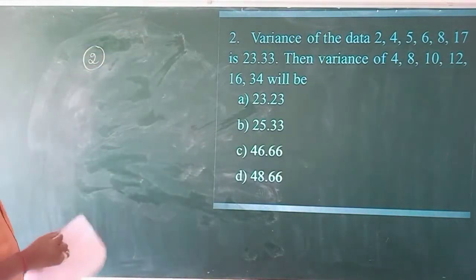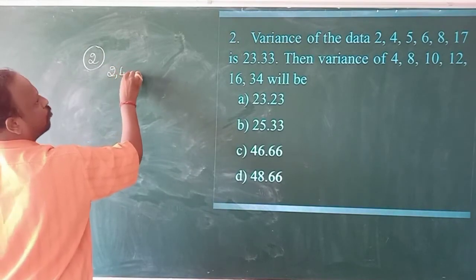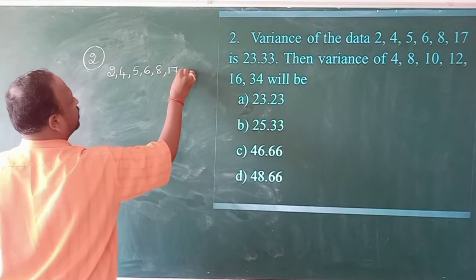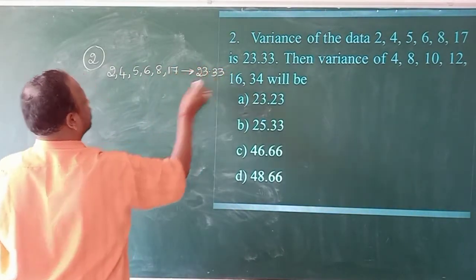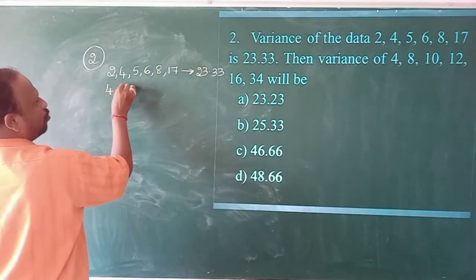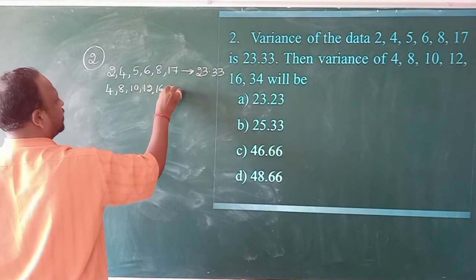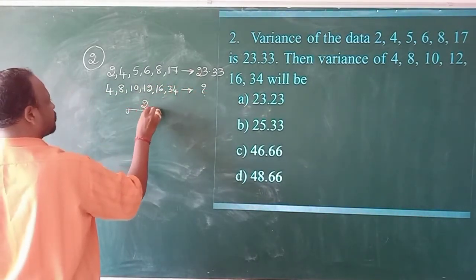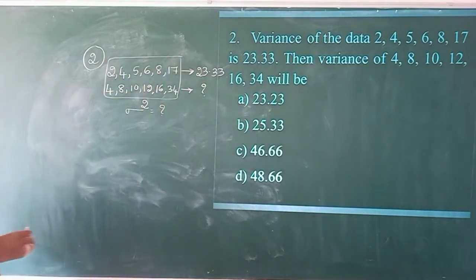Second one, the variance of the data 2, 4, 5, 6, 8, 17 is given by 23.33. What is the variance of 4, 8, 10, 12, 16, 34? Variance is nothing but sigma square. You can observe these two. Here the data is exactly double.